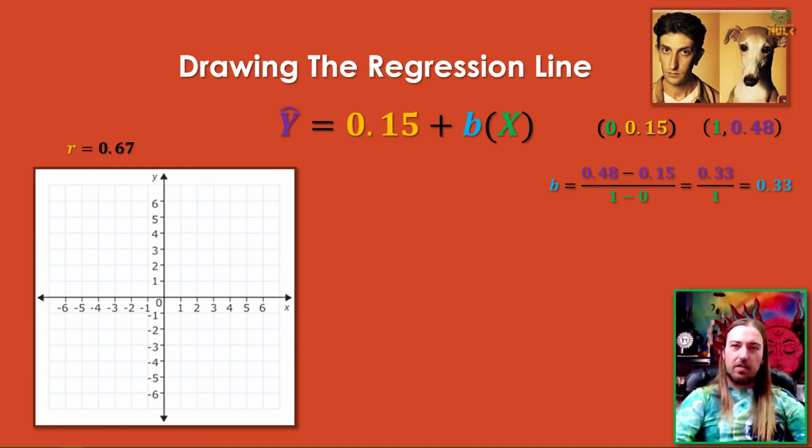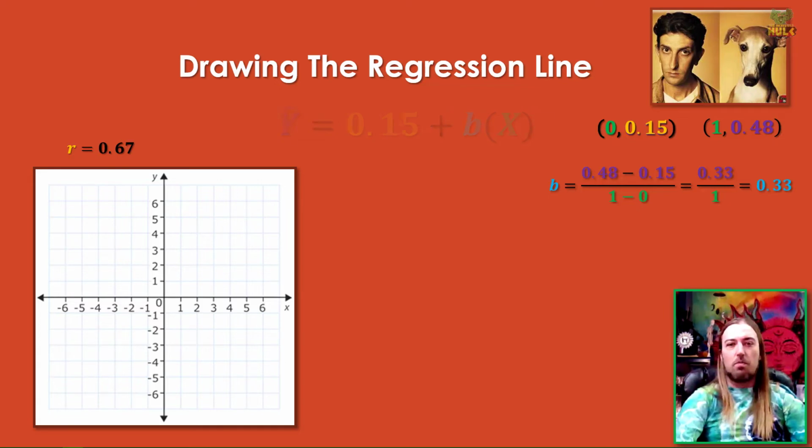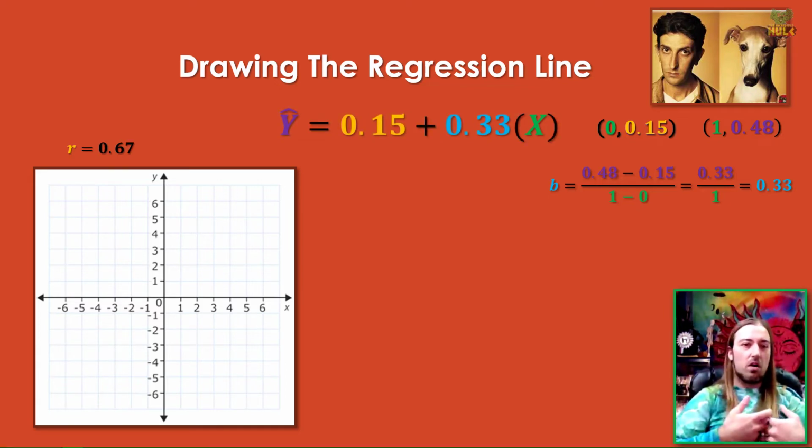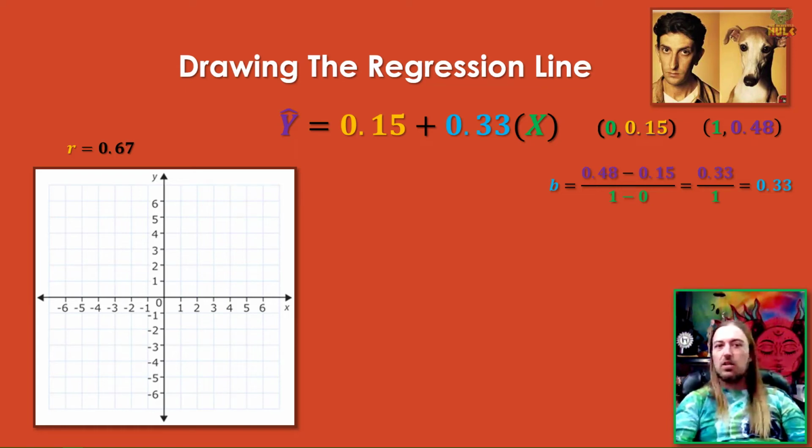Then on the denominator, the second of our x values minus the first of our x values, so 1 minus 0. Again, that's why we choose 1 for the second point, because it makes this math easy. So 0.33 divided by 1 gives you 0.33, so the slope is 0.33. So our regression line, we have now finished. We created our regression equation. It's y equals 0.15 plus 0.33x.